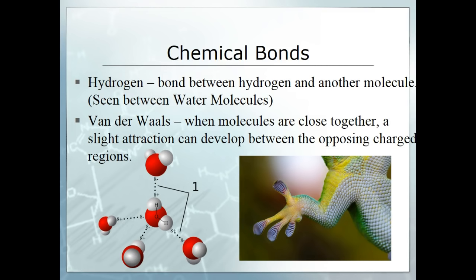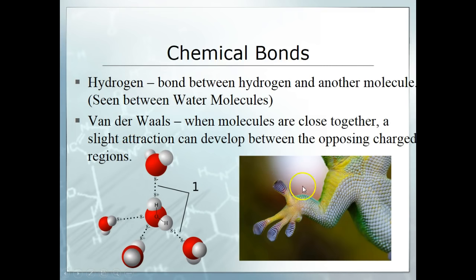Okay, covalent bonds are stronger. Ionic bonds are weaker than covalent but stronger than hydrogen. Hydrogen bonds are the weakest type of bond until you get to van der Waals forces, and I don't know that they're really considered a bond, but we call them van der Waals forces.